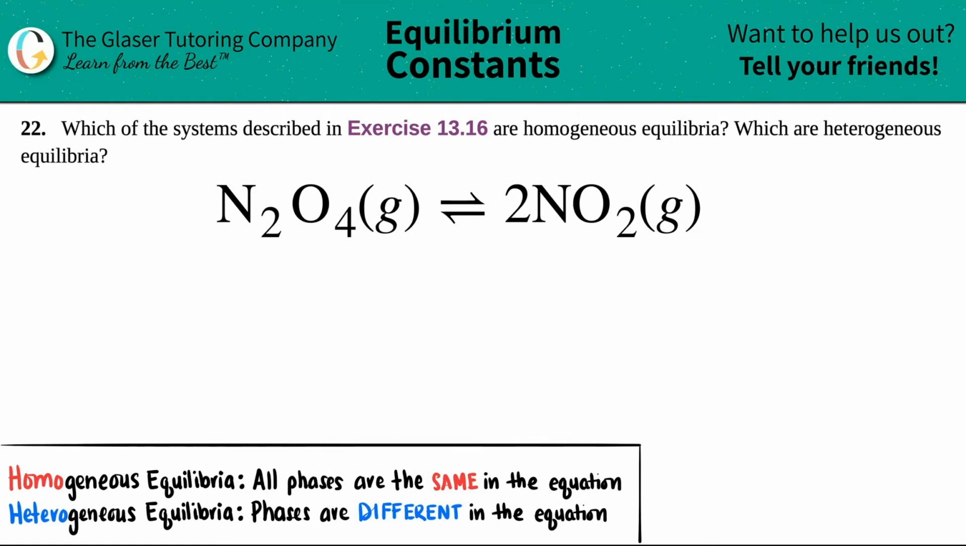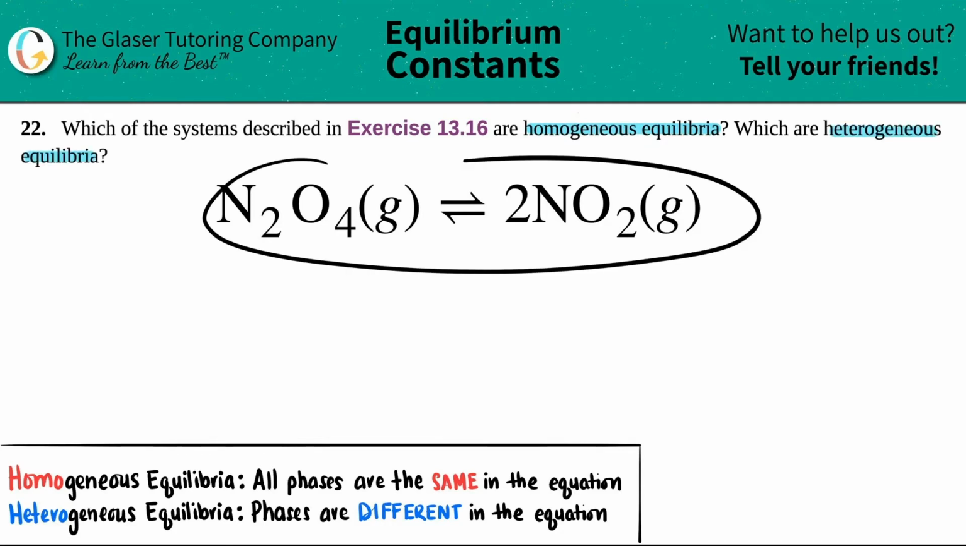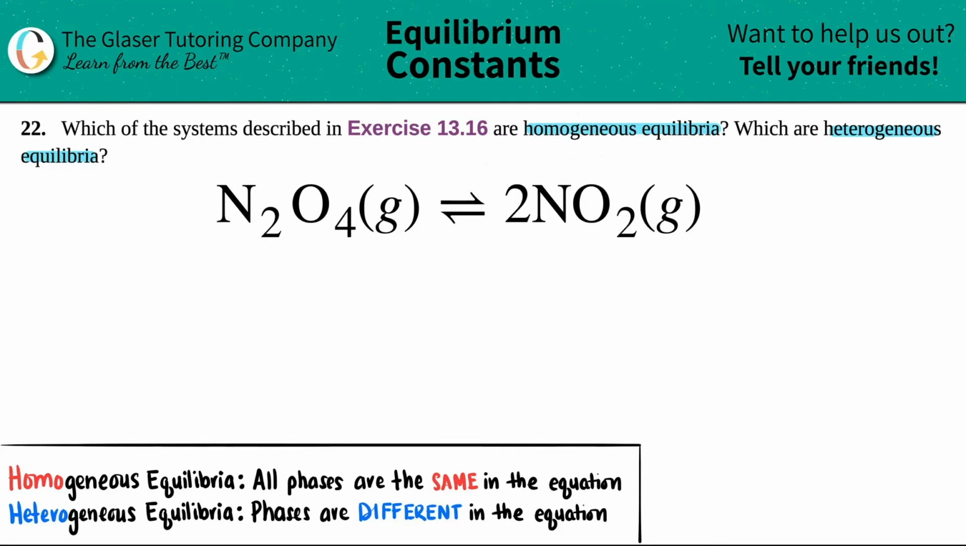22. Which of the systems described in exercise 13.16 are homogeneous equilibria and which are heterogeneous equilibria? Okay, so I pulled up one example from that exercise list. In this case, we have to find out if N2O4 gas, which comes to equilibrium, right? I see the double arrow, with 2 NO2 gas, whether this is homogeneous or heterogeneous equilibria.